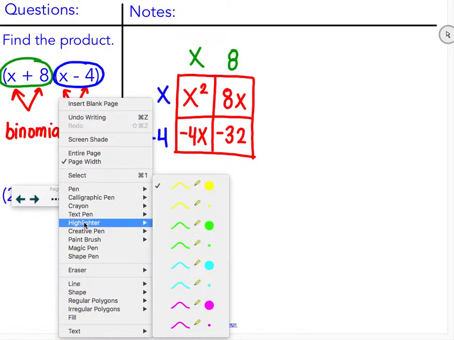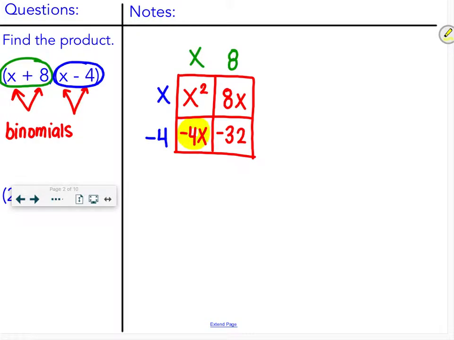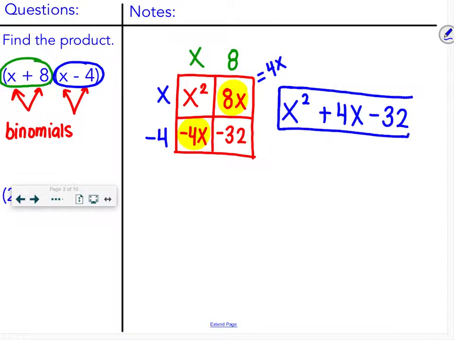Then we are able to combine some of these because we have some like terms. The negative 4x and 8x are like terms that we will combine. Let's start with the x squared because we usually like to write it with the biggest exponent first. Then we combine negative 4x and 8x. If you add them together, you make positive 4x, so that is my second term. And then I've got the negative 32. So that is my answer when I multiply those binomials.